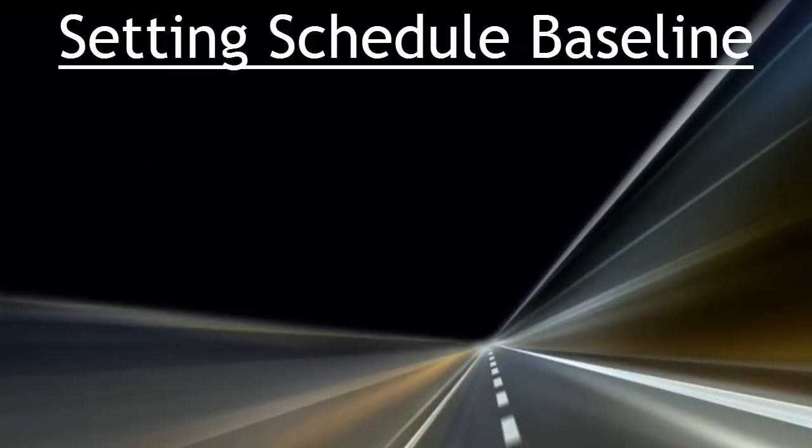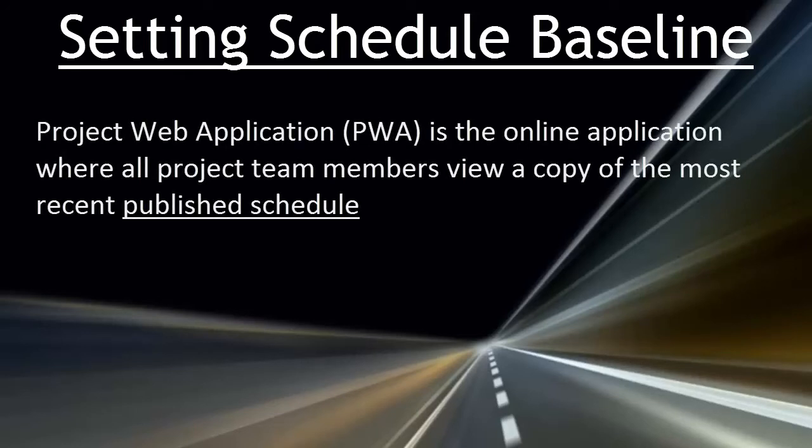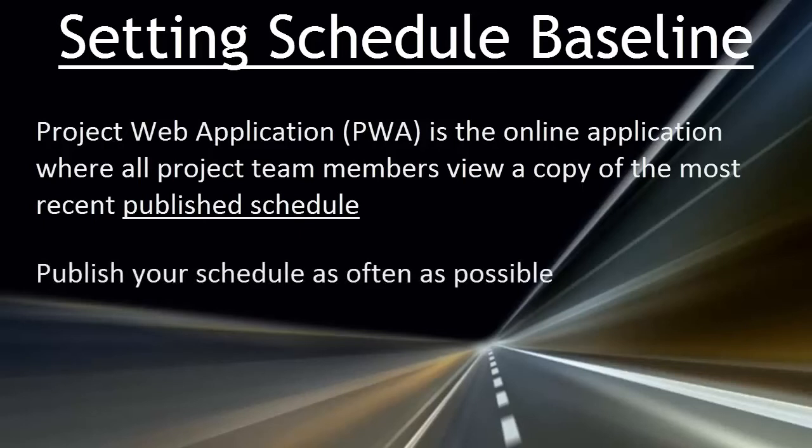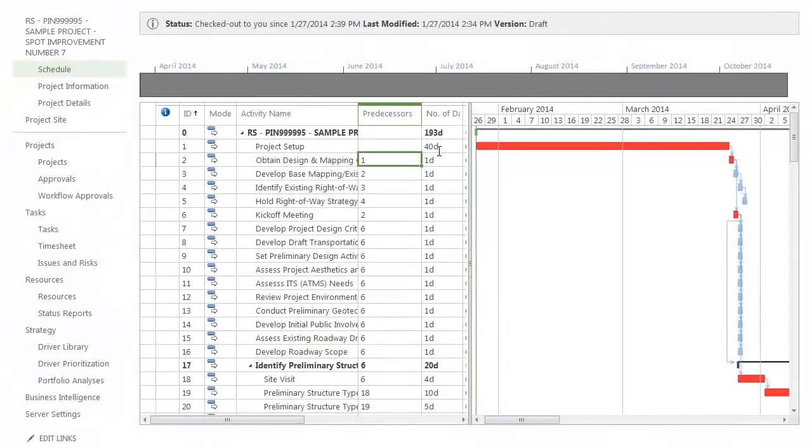Project Web Application, PWA, is the online application where all project team members view a copy of the most recent published schedule. Once the project manager sets the baseline and publishes the schedule, the baseline will be viewable in PWA. Remember to publish your schedule as often as possible. Note: the baseline in PWA is on the same layer as the schedule and will not be visible until there is a discrepancy between the two.